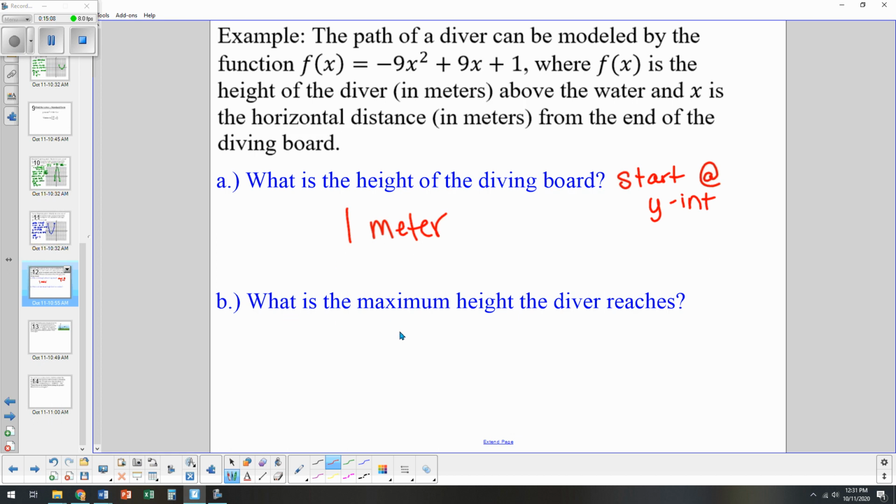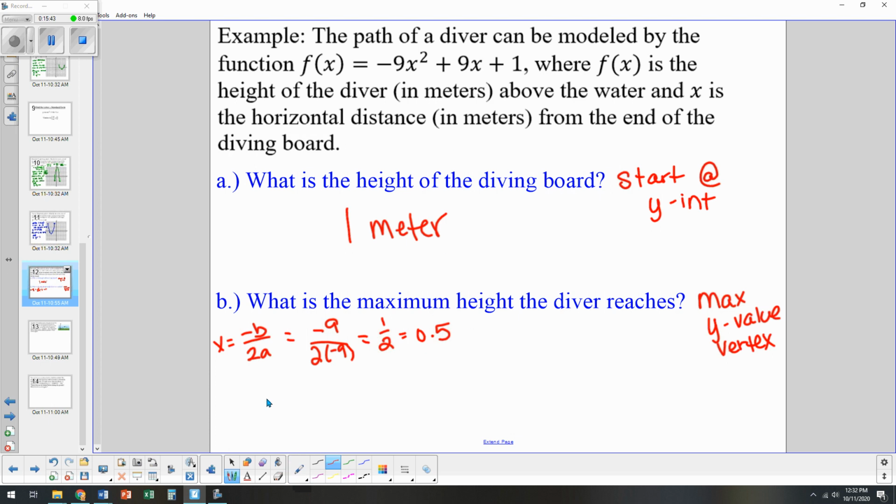Then they ask, what is the maximum height the diver reaches? So we know max refers to the y value of the vertex. So we're going to have to find the vertex of this equation. We're going to start with negative b over 2a to find x. B is positive 9, so that's negative 9 over 2 times a. A was negative 9. So this becomes negative 9 over negative 18, or 1/2. And if you'd like, put that into 0.5.